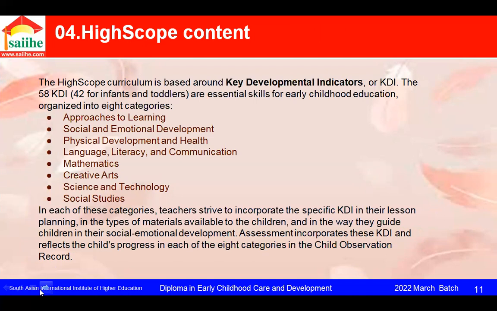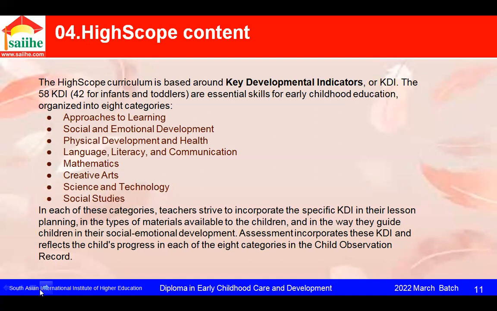HighScope content. The HighScope curriculum is based around key development indicators, or KDI. The 58 KDI, 42 for infants and toddlers, are essential skills for early childhood education organized into 8 categories: approaches to learning, social and emotional development, physical development and health, language, literacy and communication, mathematics, creative arts, science and technology, social studies.